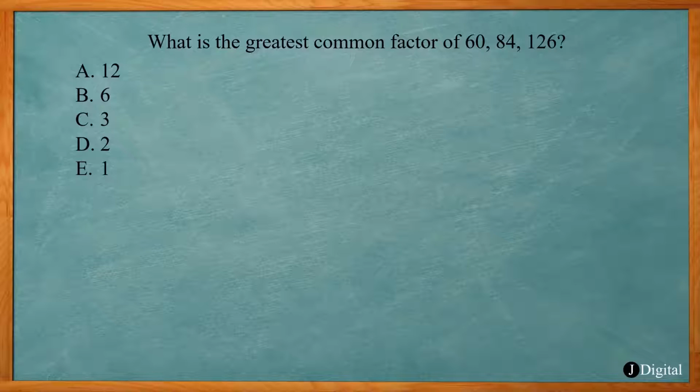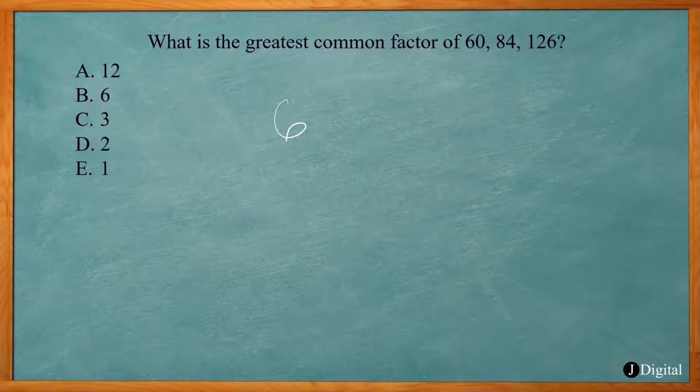You can use your divisibility rules. Okay, so for 6, if the number is even, 84 is even, and is it divisible by 3? So add the digits together, 8 and 4 is 12. 12 is divisible by 3, so that works out. Okay, so same thing with 126. 126 is even. You add the digits. 1 plus 2 is 3. 3 plus 6 is 9. And 9 is divisible by 3, so that does work out. So again, 6 will be our greatest common factor.